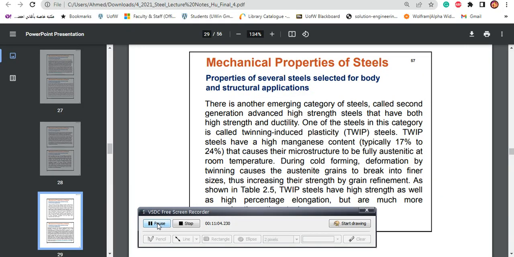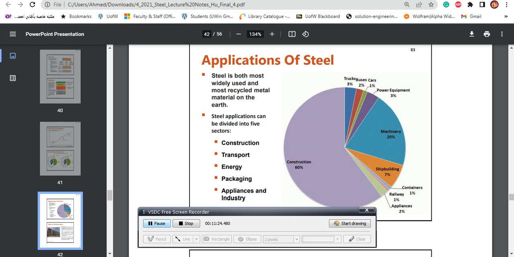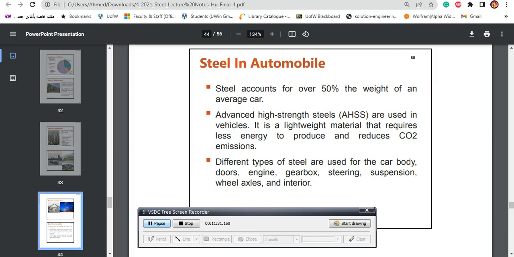TWIP has high strength and high ductility. In addition, it has high manganese content. Steel naming: GB for China, DIN for Germany, GOST for Russia, UNE for Spain, AFNOR for France, UNI for Italy, SIS for Sweden. Steel is mainly used for construction at 60% and machinery at 20%. Mainly AHSS is used in automobiles, and 50% of the weight of the car is steel.